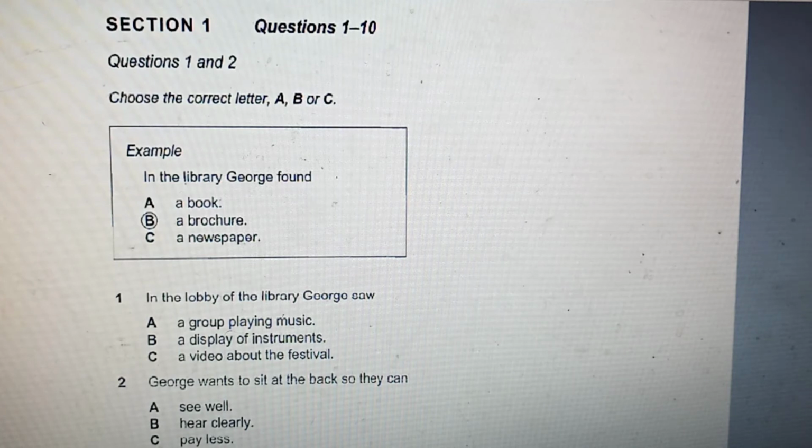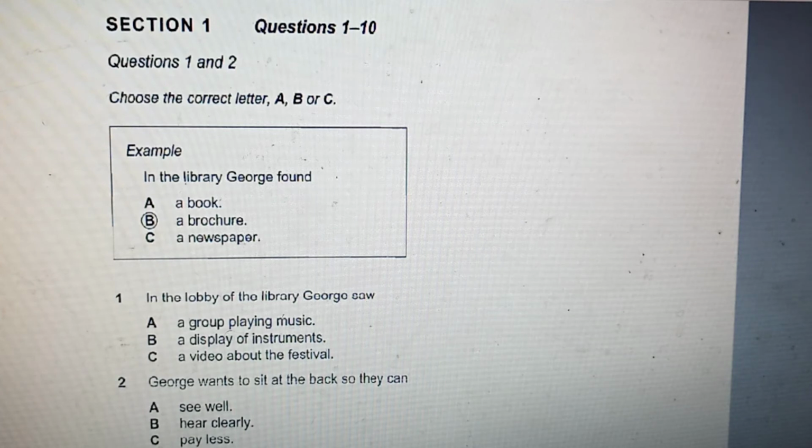So the correct answer is what? Option B. Remember, if you write a brochure, you will be wrong. So the answer is B. Now let's go to the main question that we answered. How well did you do? So the first question says that in the lobby of the library, George saw what? This is quite tricky. If you didn't listen well, I'm sure you will miss it. Yes, if you listened well, you hear where George mentioned the answer before indicating where he saw it. I don't know if that makes sense.